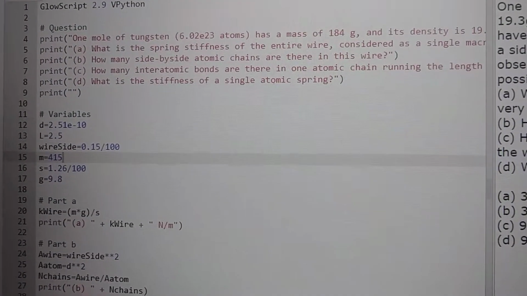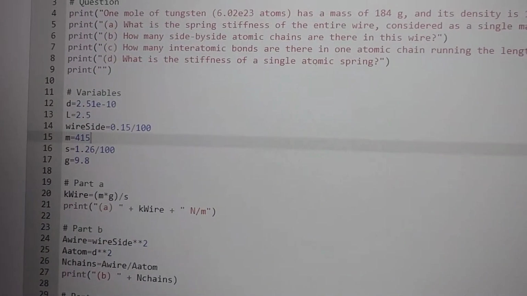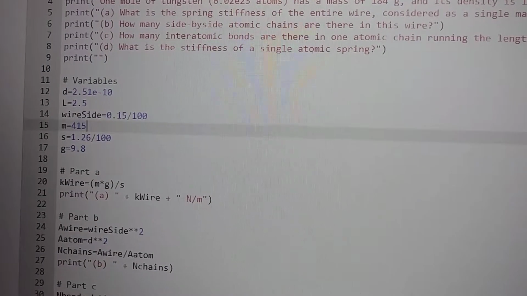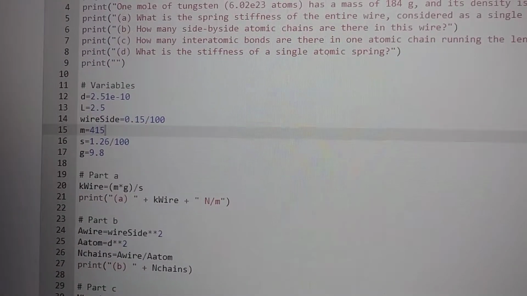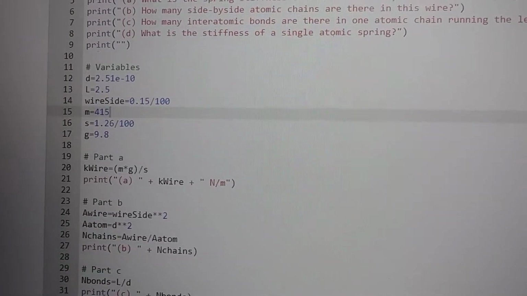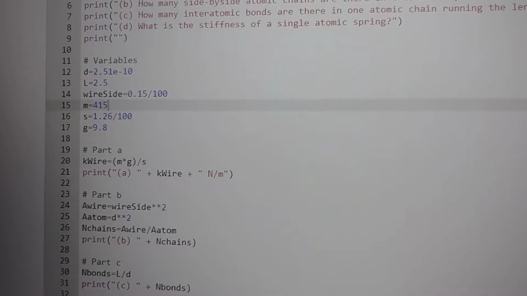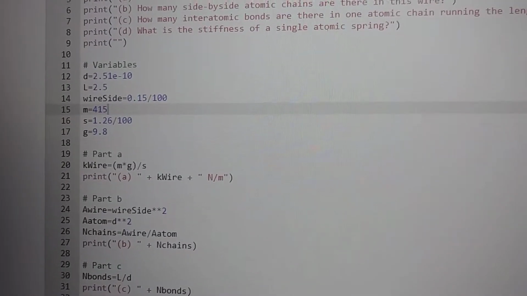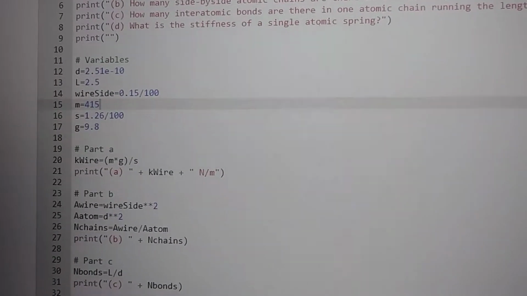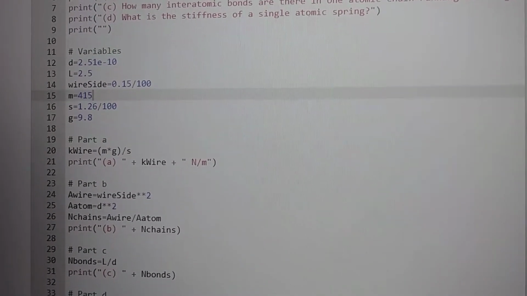D represents the distance between the center of each atom. L represents the initial length of the wire. Wire side represents the length of one side of the end of the wire. M represents the mass of the object hanging from the wire. S represents the change in the length of the wire. And G represents the acceleration of gravity.